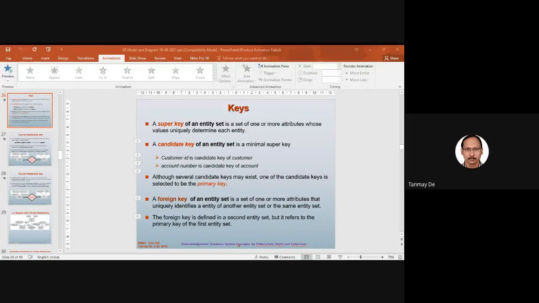So in our last class, we stopped where we were discussing the keys, that is super key, candidate key, primary key, foreign key of entity sets. Basically, we discussed the ER data model, or more specifically the ER diagram, the entity relationship diagram.